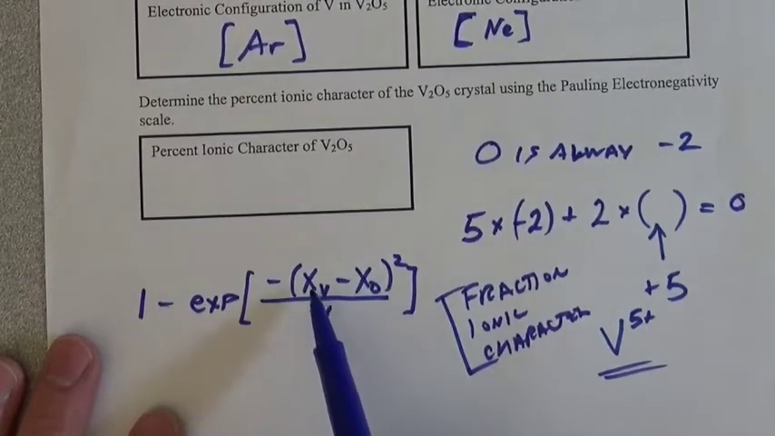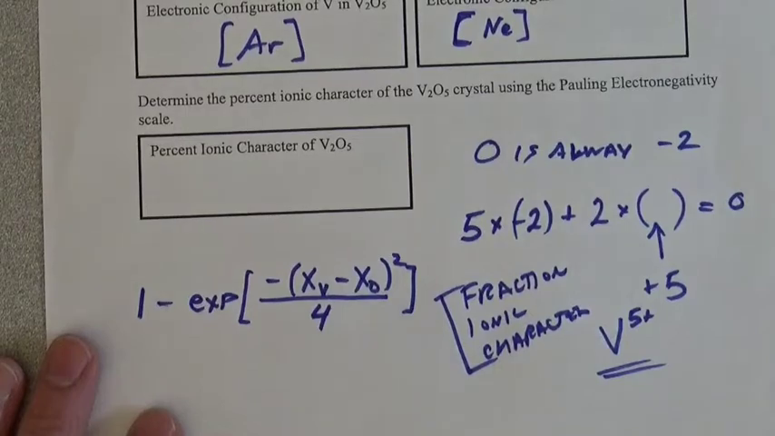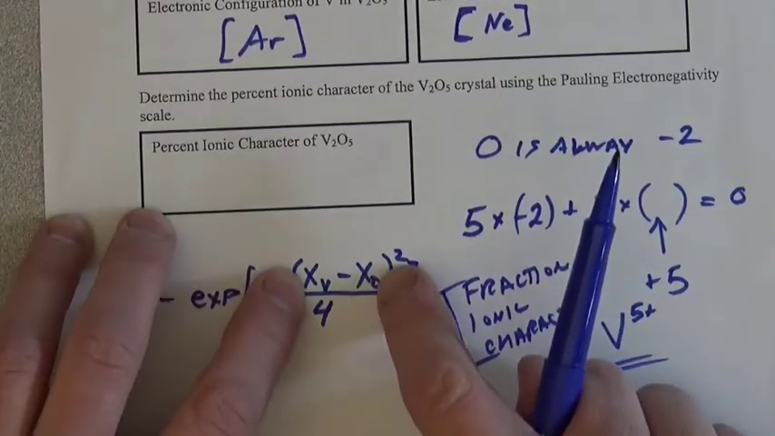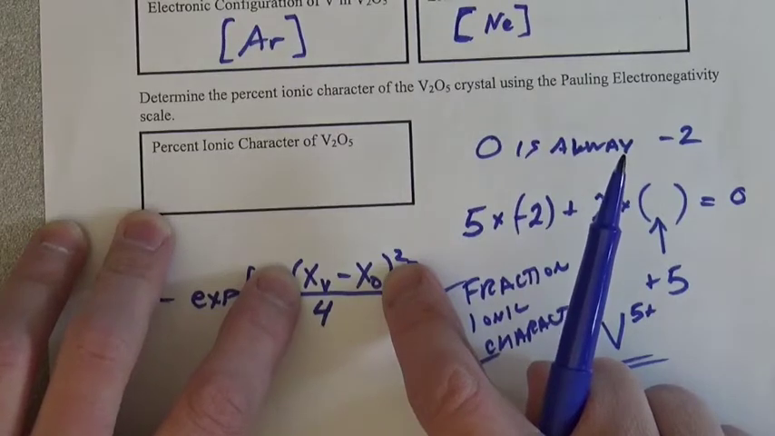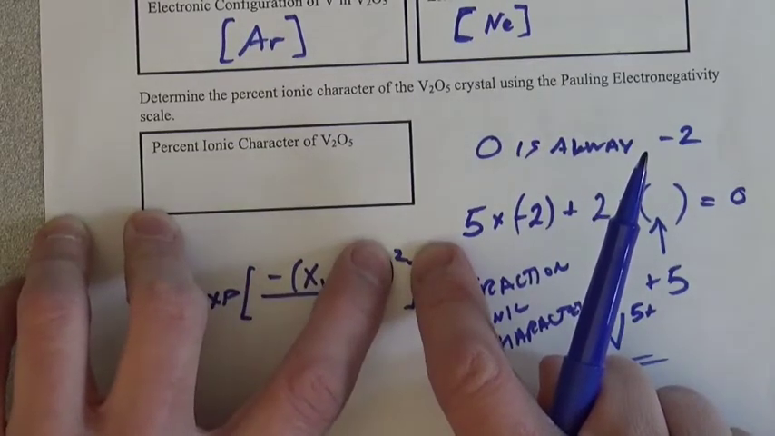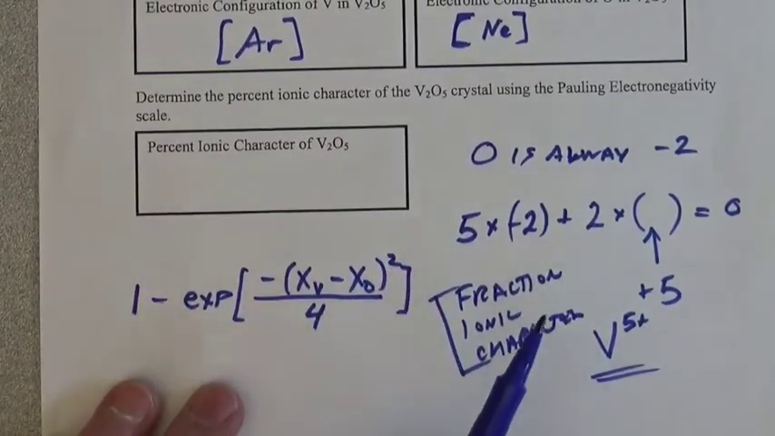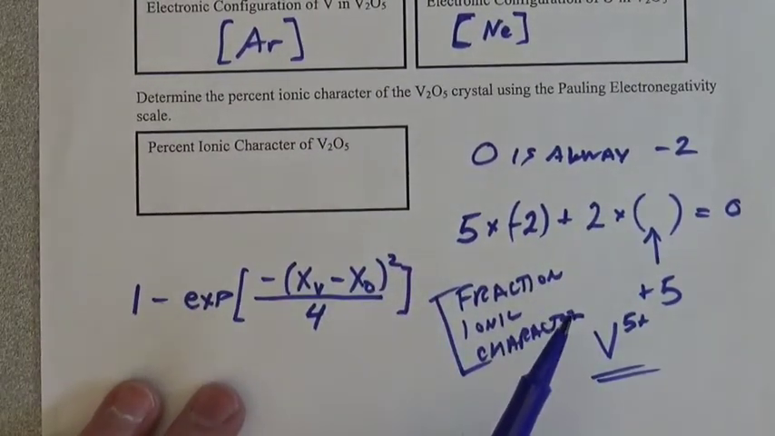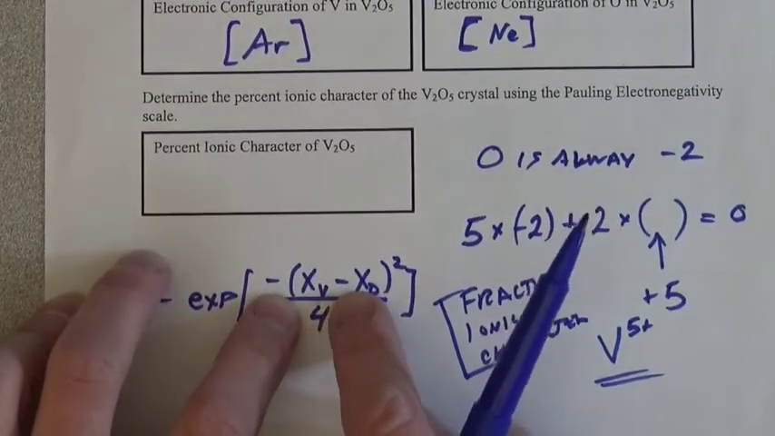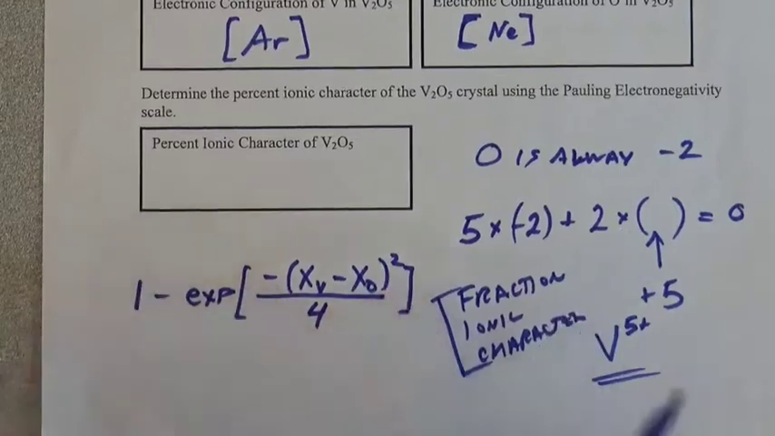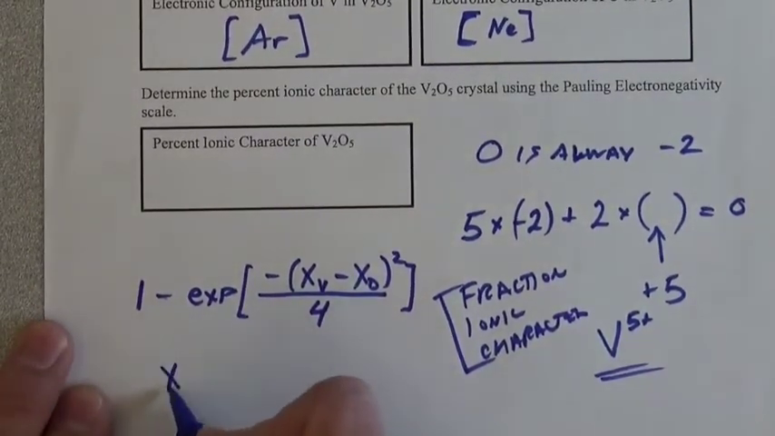Someone may have a question about how did I put vanadium here versus oxygen? Can they be switched? And if you look at it, we're just taking the difference and we're squaring it. So whether this is a positive or a negative value is always going to come out the same because of the square. So the reason the square is in there is to remove that question about should it be V first or O first.